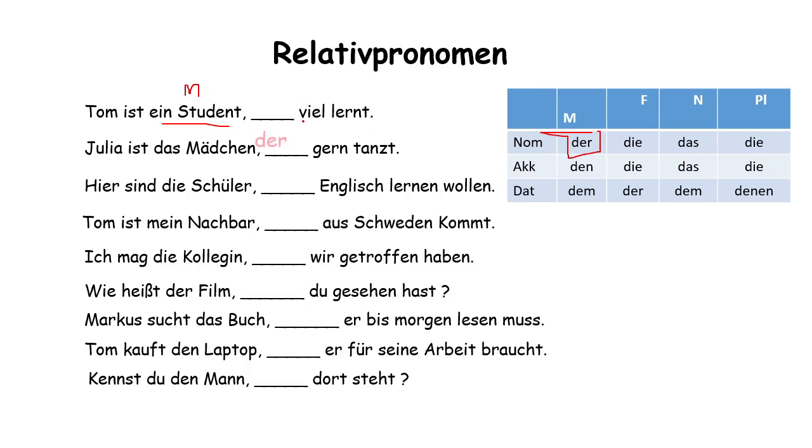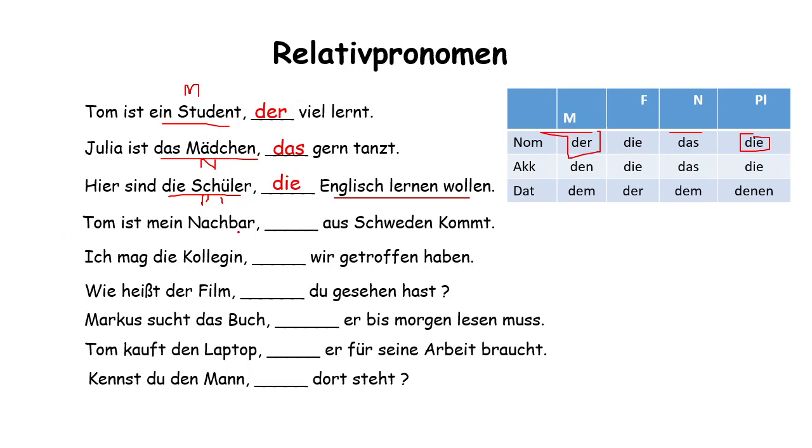Tom ist ein Student, der viel lernt. Julia ist das Mädchen, neutral, and no subject is there, so again nominative, neutral, das. Julia ist das Mädchen, das gern tanzt, who dances gladly. Here sind die Schüler, plural, and no subject is there. Plural nominative is die.